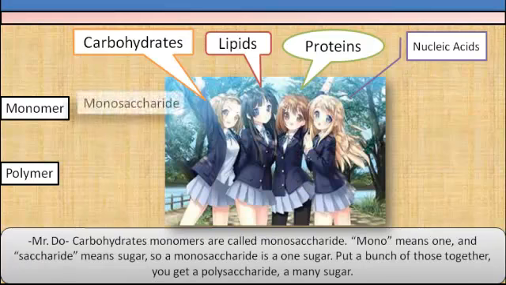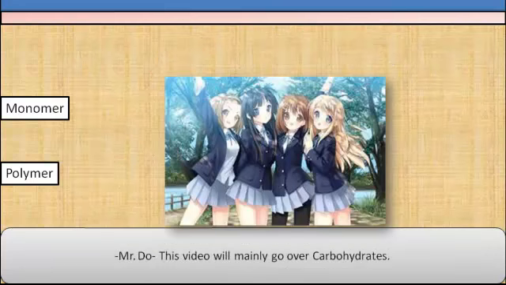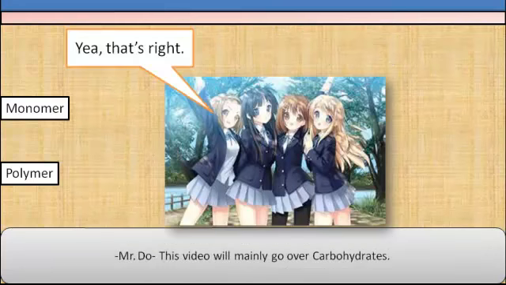Carbohydrate monomers are called monosaccharides. Mono means one and saccharide means sugar. So a monosaccharide is a one sugar. Put a bunch of these together, you get a polysaccharide, a many sugar. This video will mainly go over carbohydrates.